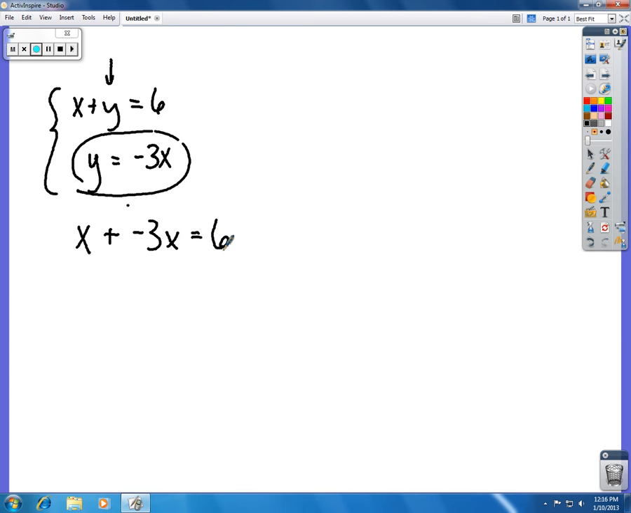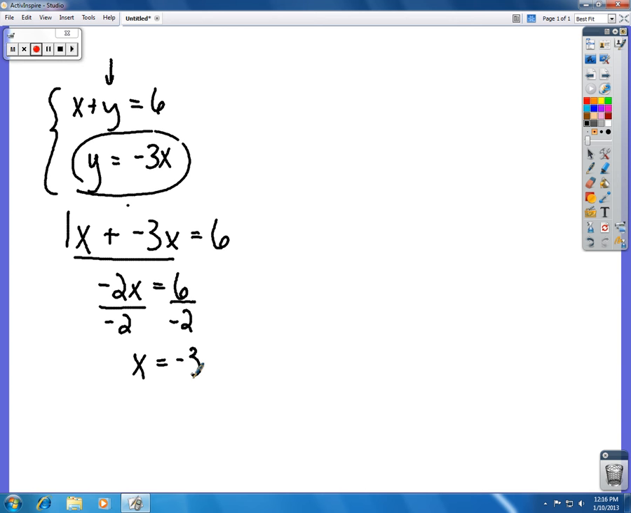The reason we want to do this is now we have an equation with just one variable, and now we can solve for it. So if I simplify this term, this is technically a 1x, so a positive 1 plus a negative 3 gives us negative 2. So we've got negative 2x equals 6. And now I'm going to divide both sides by negative 2 to get the x by itself, which would give us x equals negative 3.